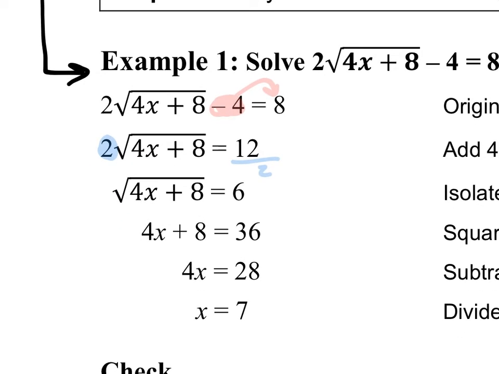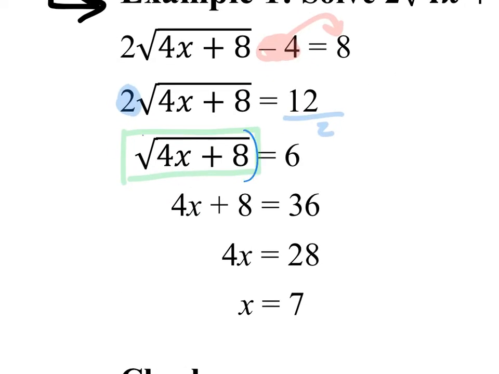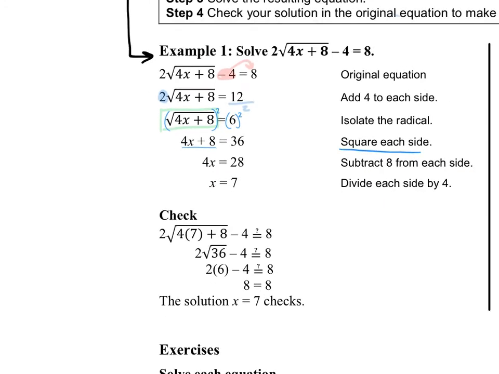And what that did was isolate the radical, so that the radical is on one side of the equation, so that we can take the next step, which would be to square each side. And that's what they did here. When they squared, the square root and the squared are opposites, so it left us just with 4x plus 8, and 6 squared is 36. So that's going to be the steps that we're taking to solve these.